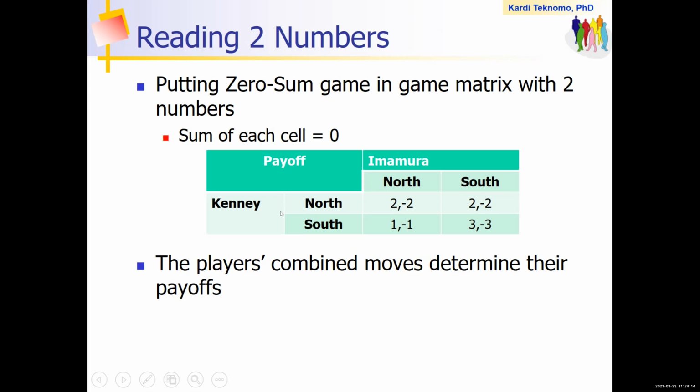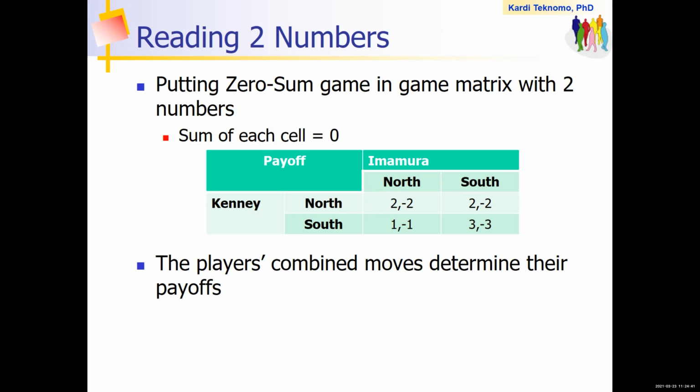So, for example, in here, remember we discussed this game, the battle during World War II between Kenney and Imamura. So this is actually a zero-sum game. Then you can see we can also put it into two numbers. Because 2 plus minus 2 is 0, this is called a zero-sum game, because in all cells the sum is actually 0.